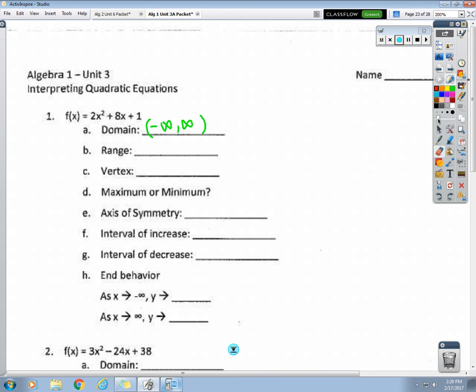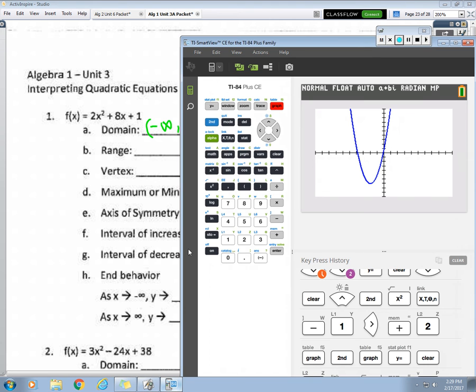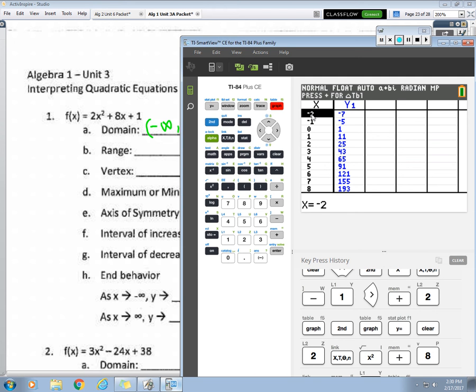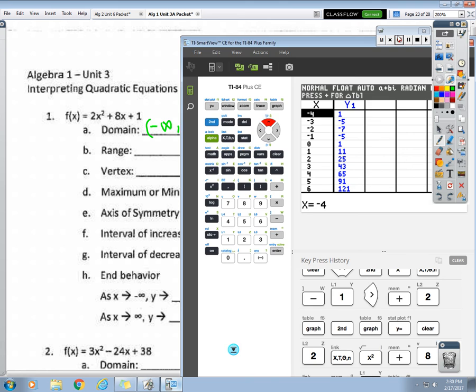Now, your range is affected by wherever the vertex is. Where is the vertex? Okay, well, since it is kind of hard to see, let me show you an easy way to locate it. If you look, we pretty much know it's negative 2, right? So, look at this. See that word that says table? If you hit second table, negative 2, negative 7. There it is. Because look at these y values. Out of all of those y values, isn't negative 7 the smallest one? So that lets you know that's the lowest part, which is the vertex. Negative 2, negative 7 is your vertex.